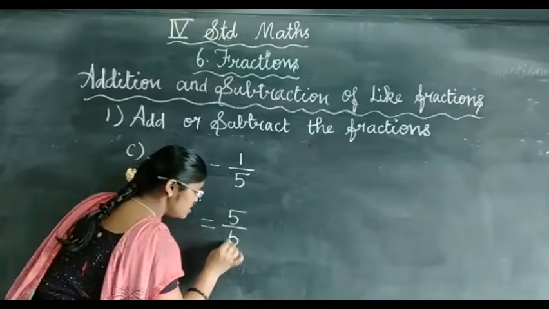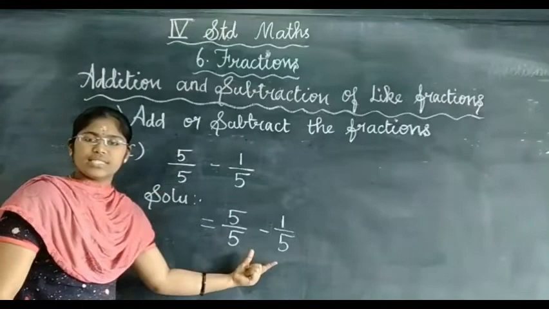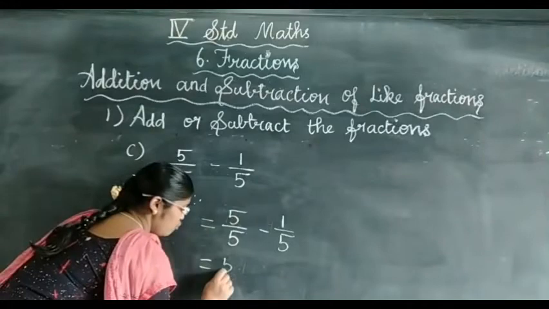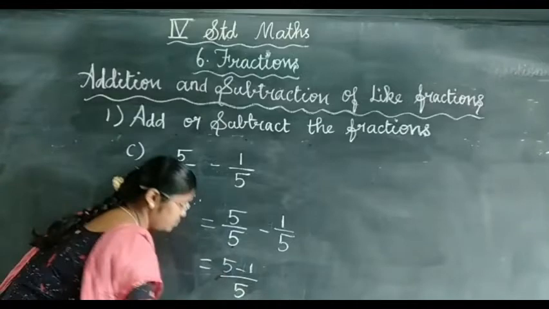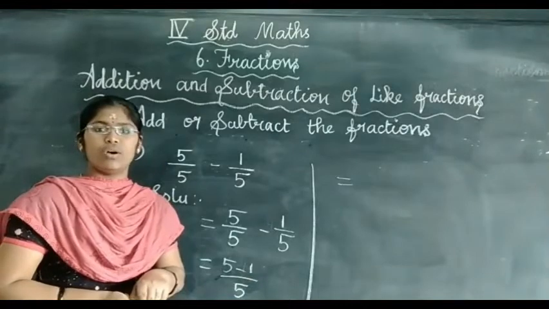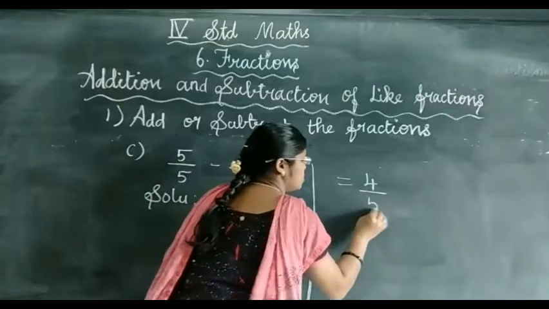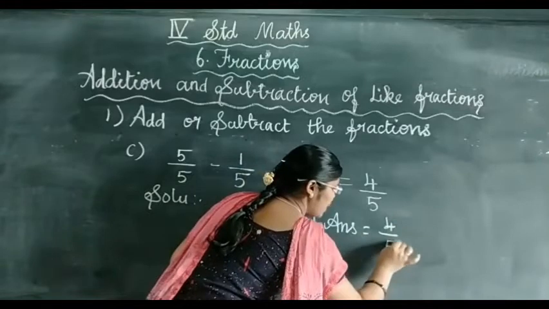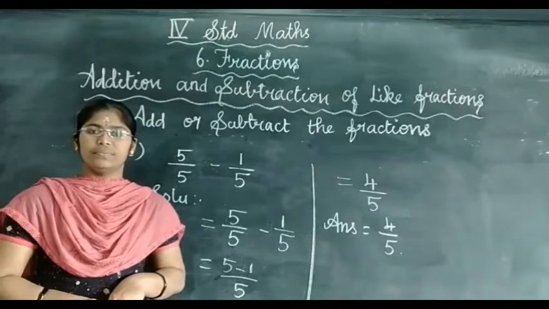5 by 5 minus 1 by 5. Here the denominators are same. So these are like fractions. 5 minus 1 divided by 5. Then 5 minus 1 is 4. 4 by 5. At last, answer is equal to 4 by 5. Is it clear, children? Can we see one more example?